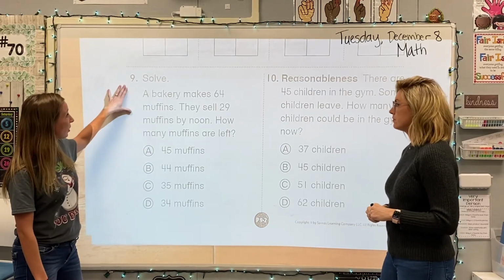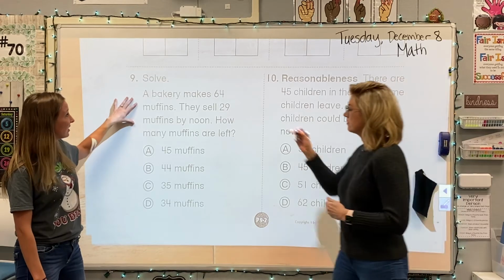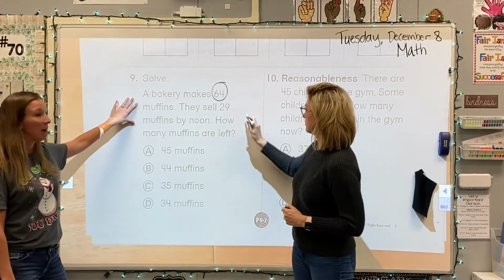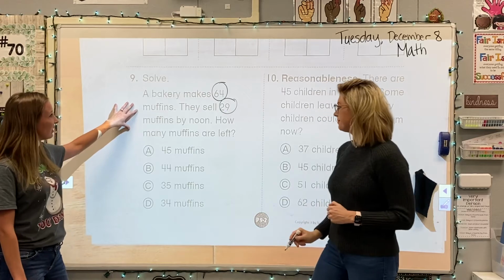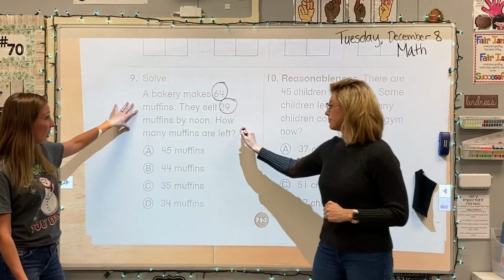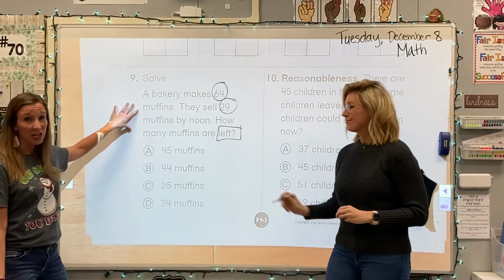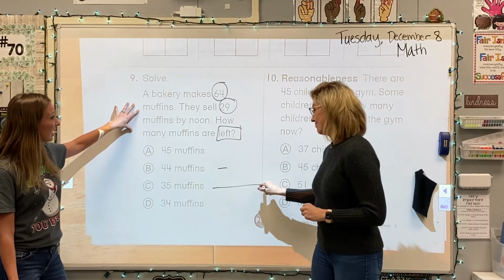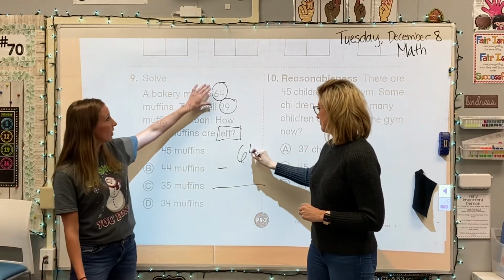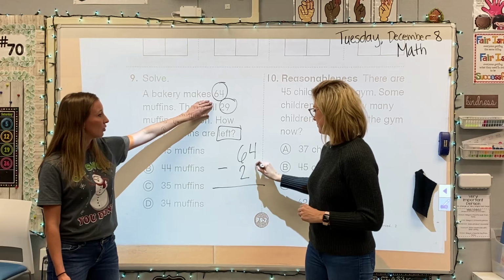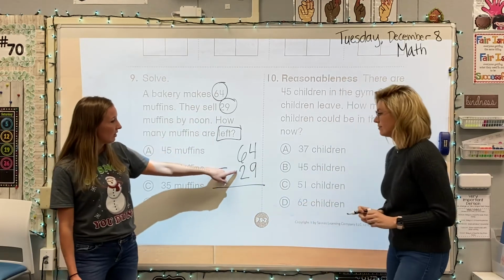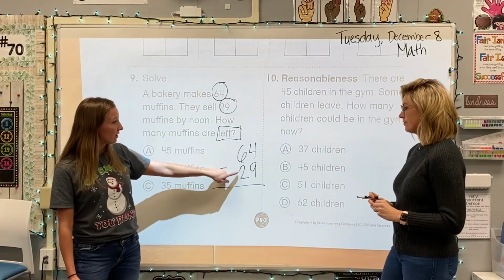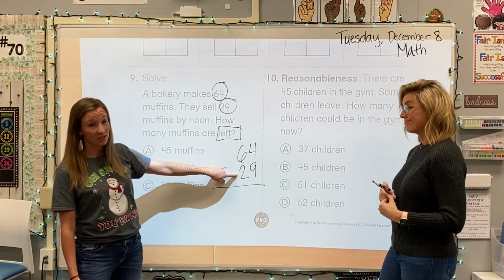It says a bakery makes 64 muffins. They sell 29 muffins by noon. How many muffins are left? Well, left sounds like a subtraction problem. So we're going to be taking the number 64 and we are going to be subtracting 29. Take a look at this. This time when they subtract, there will be a number there for them to actually subtract from.